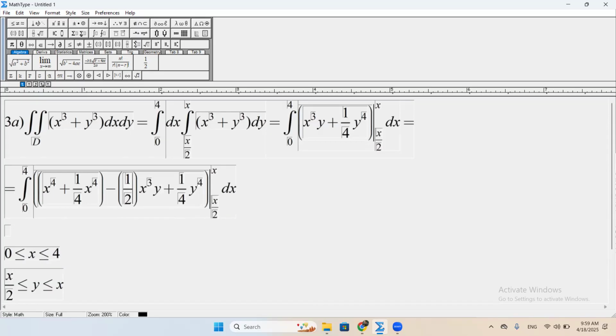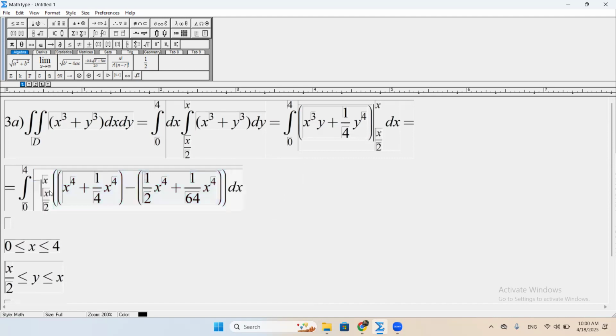1 over 2 y to the power of 4 plus 1 over 64 y to the power of 4. Oh, stop, not y, but x, sorry. Stop. Yeah, so everything is correct now. We don't need these substitutions anymore.